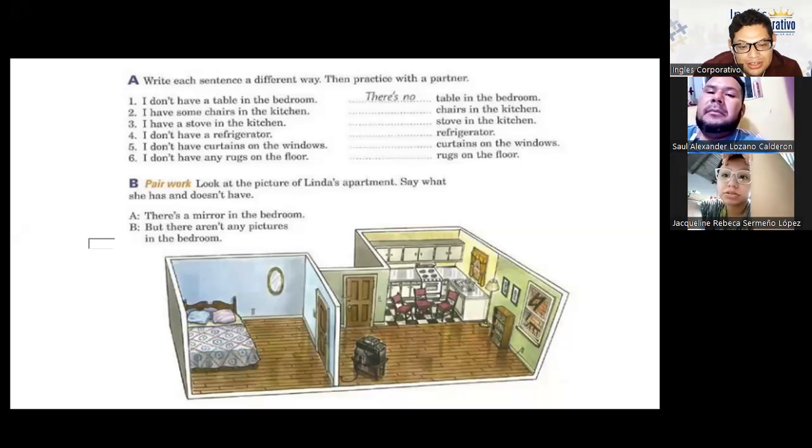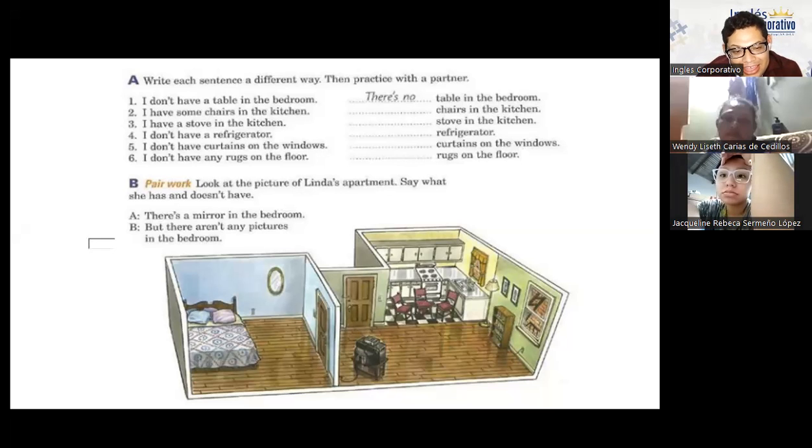Number three. There is a stove in the kitchen. Okay. So entonces la tres dice, I have a stove in the kitchen. There is a stove in the kitchen, right? Decimos que hay, en este caso, muy bien, there is a stove in the kitchen. Veamos la número cuatro. I don't have a refrigerator. Ajá.